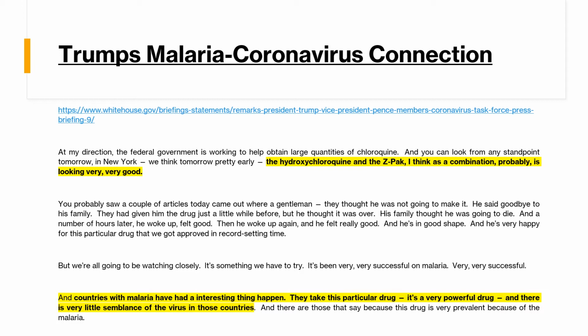In March 2020, right when coronavirus cases in the US were rising, Trump announced that a combination of drugs, hydroxychloroquine and Z-Pak or azithromycin antibiotics, taken together, gave promising results in the treatment of the virus. He made a causal argument which stated that coronavirus in countries with malaria took this drug, hydroxychloroquine, and because of this, there is very little semblance or presence of the virus in these countries. I suggest pausing here to read the whole excerpt to understand the breakdown on the next slide.